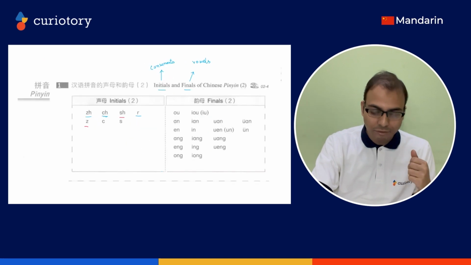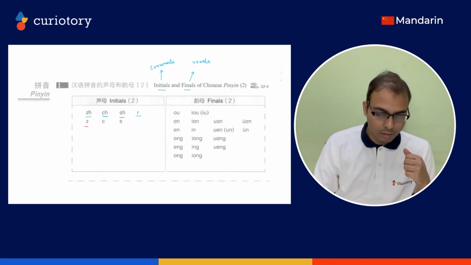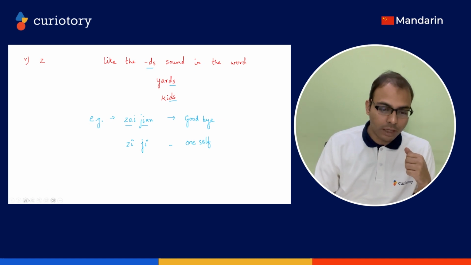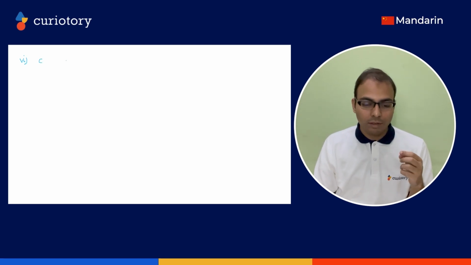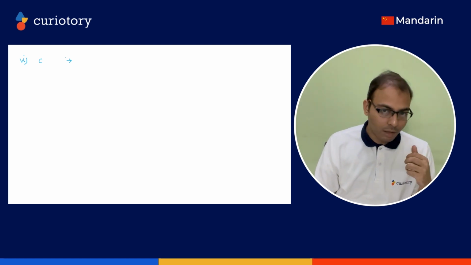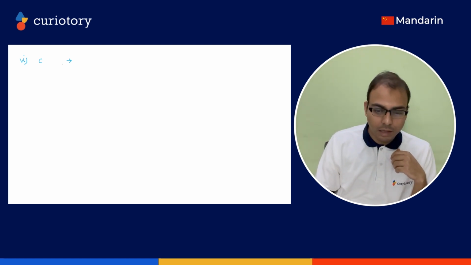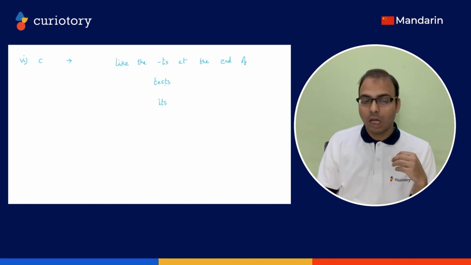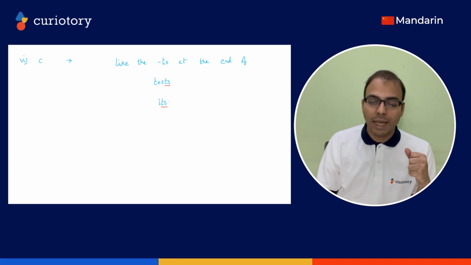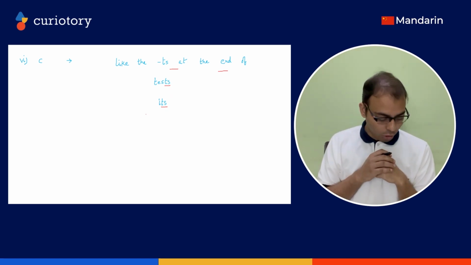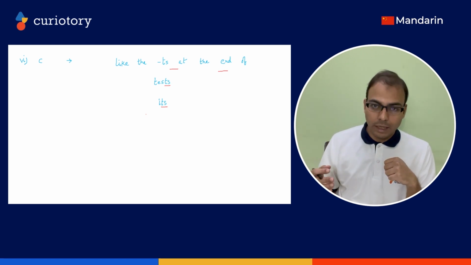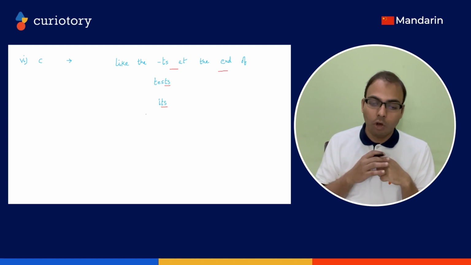Let's get back to the next initial, which we are going to learn here, C. You have to take care about C, because C has some rules. What is the rule about C? How should you pronounce it? It is saying like the TS at the end of tests or its. But you have to take care here that in English, you are not used to saying this at the beginning of the word. You are used to saying it at the end of the word. So you will have to practice it.